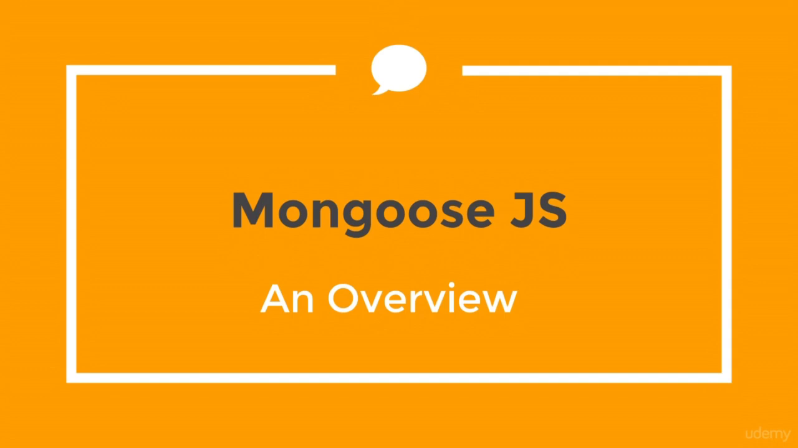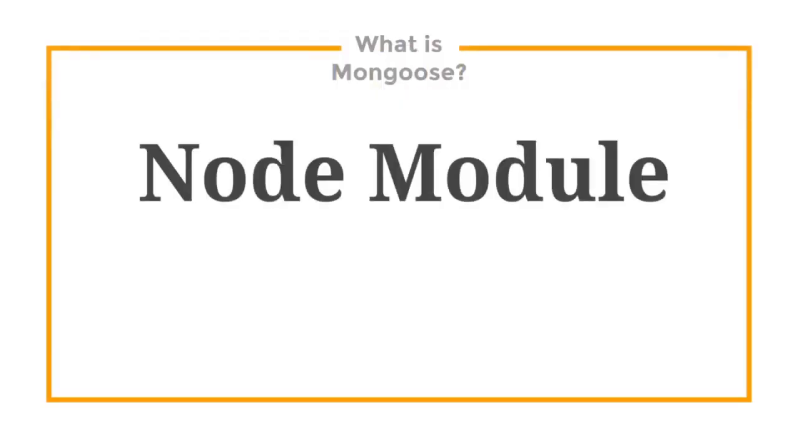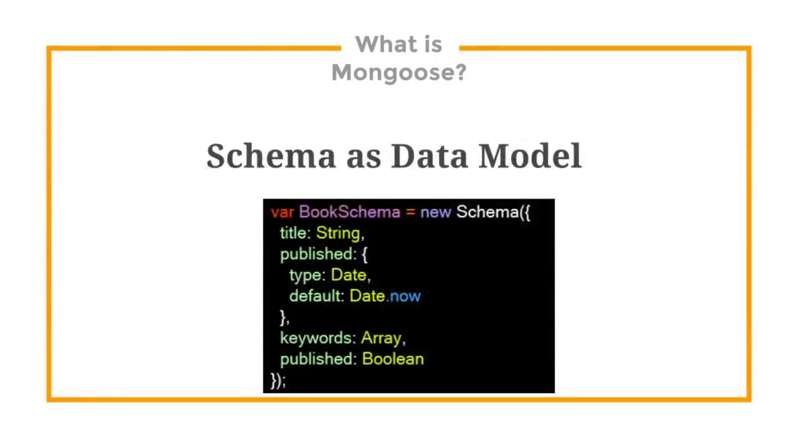This video will cover the basics of what Mongoose is and how we use it. MongooseJS is a Node module that makes it easy for us to interact with MongoDB. It provides us an abstraction in the form of an API for creating schemas and manipulating data. The schema creates key and value pairs for the different data types available to us within MongoDB.